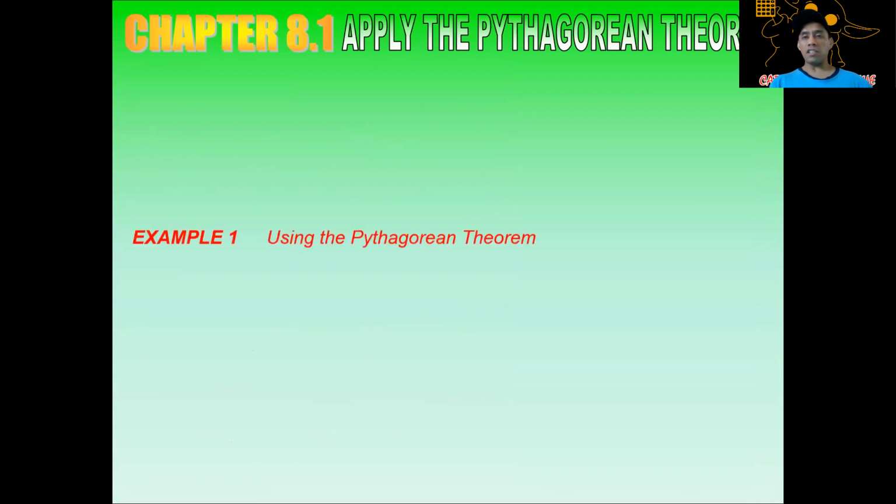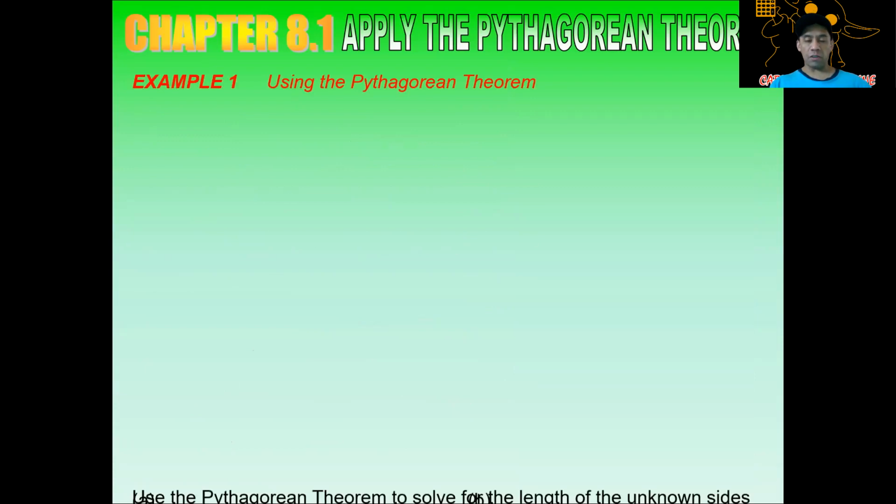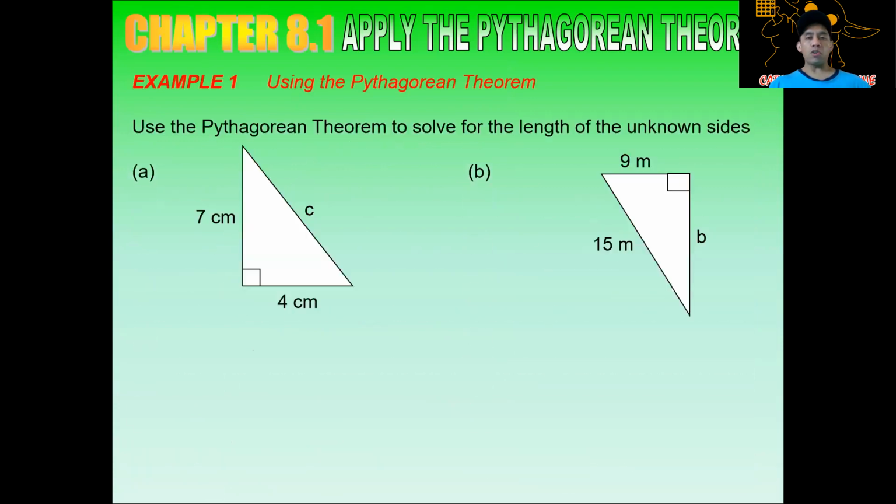All right, so that's just to introduce yourself to the calculator there. So let's get to it. So here are two triangles here. Again, just start off with a basic example. We're going to solve for C in question A over here, or example A.